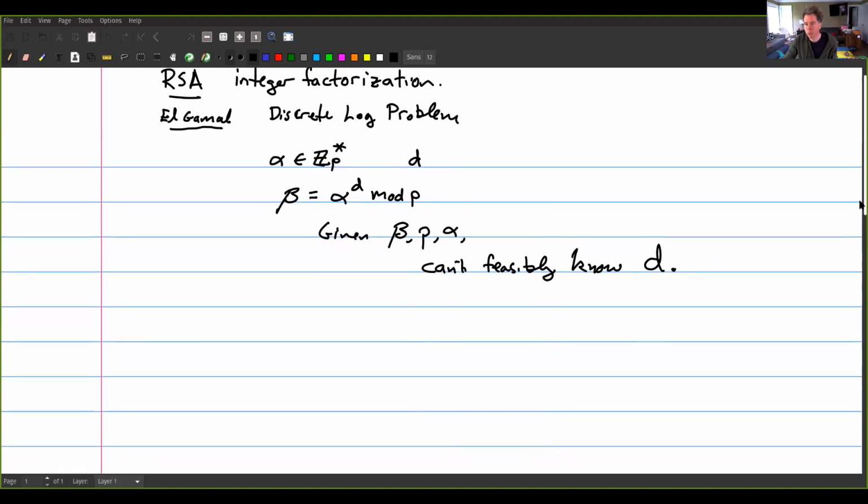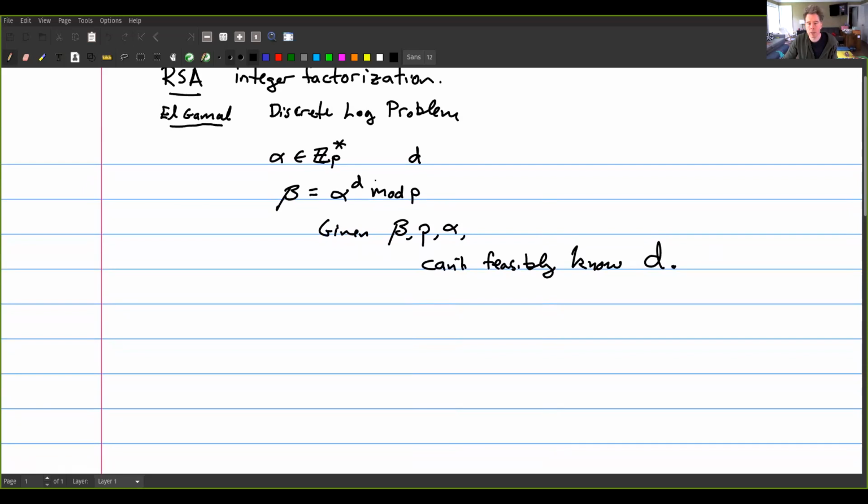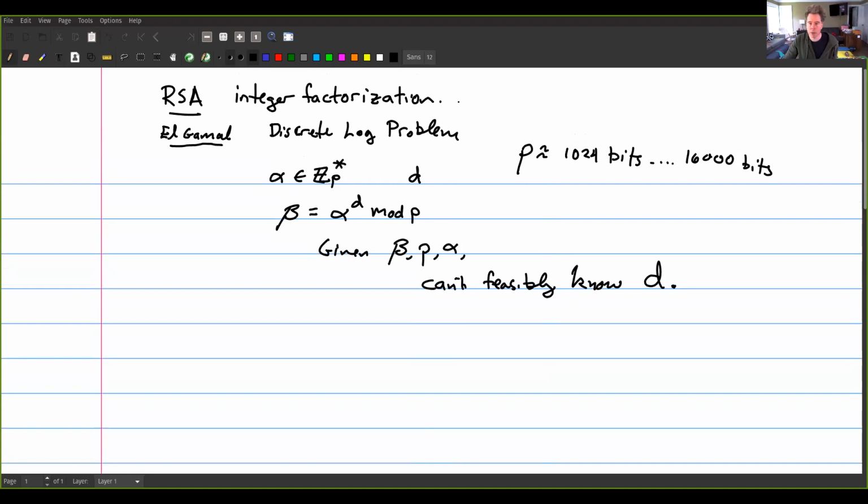But just because of the particular nature of this structure, ZP star, it was necessary that P be at least 1,000 bits long. So this is somewhere in the range of 1024 bits, depending on how much security you want, and it could be all the way to like 16,000 bits. And the same thing for RSA. With RSA it would be the size of the modulus n, or the constituent primes p and q, which have to be at least thousands of bits long.